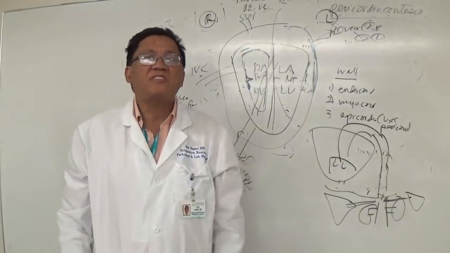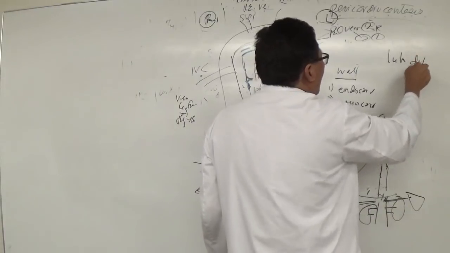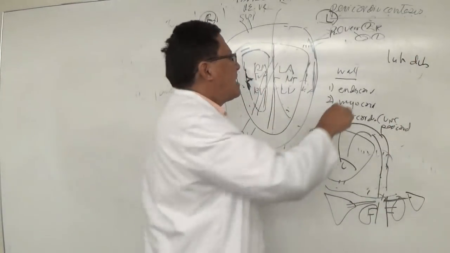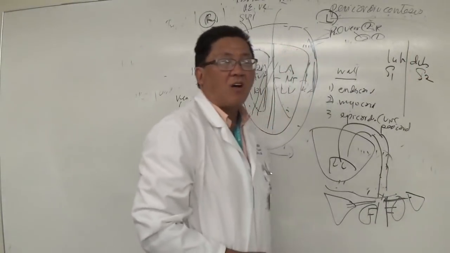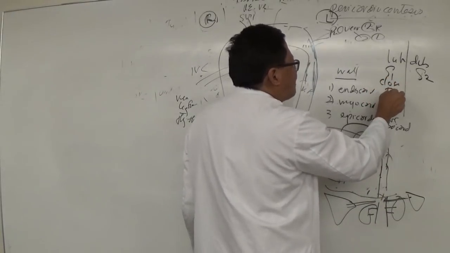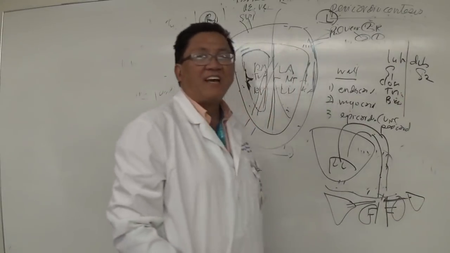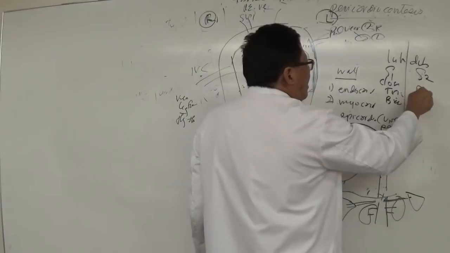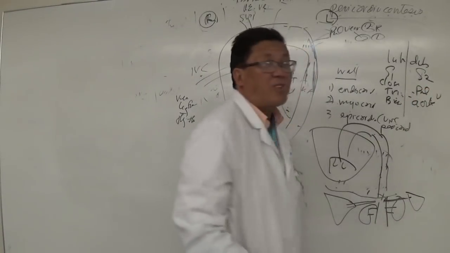Now, what produces your first heart sound? Lub, dub. Remember? Lub dub, lub dub. S1, S2. First heart sound: closure of the tricuspid and bicuspid valves. What about the second heart sound? Closure of what? Pulmonary and aortic valves. When they close, they produce that sound.